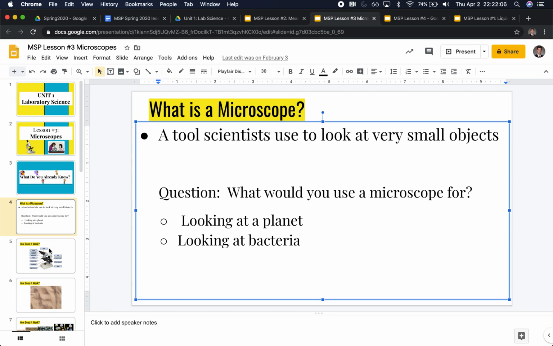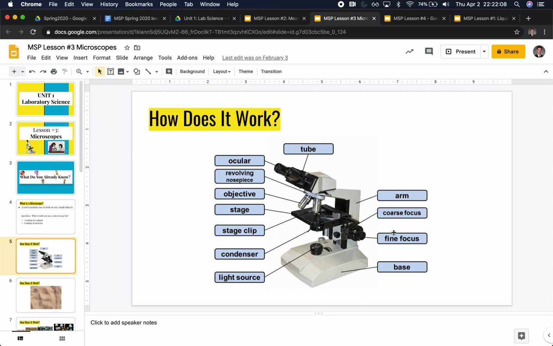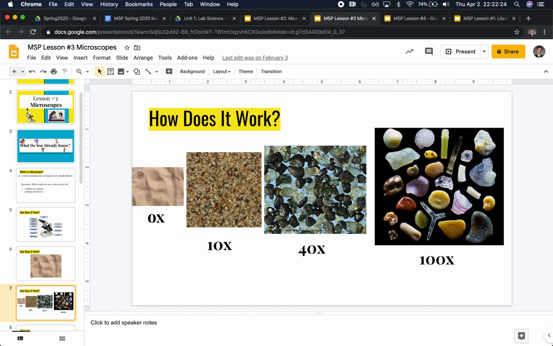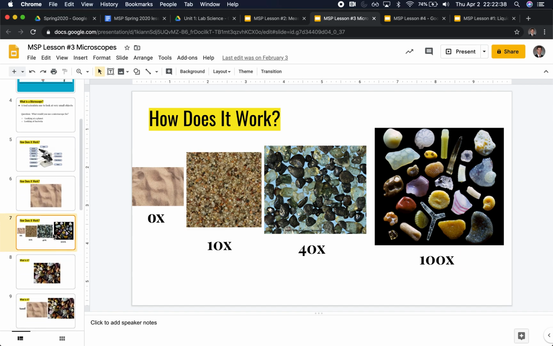Then I move to explaining how a microscope works and the different parts. They're not going to understand all these specific things, but they should know what the microscope looks like and generally how to use it, and I explain that in the next slide. So this is sand, obviously, and I explain that the different magnifications let you see closer and closer. They're really blown away that the 100x magnification sand is the same sand as the 0x. It's just really, really close up.